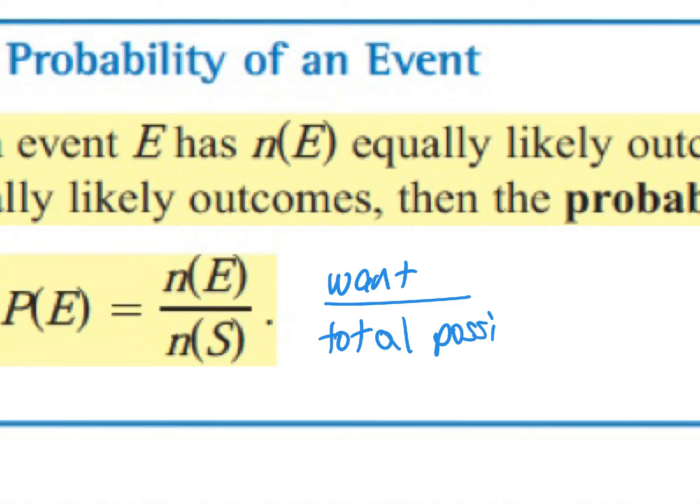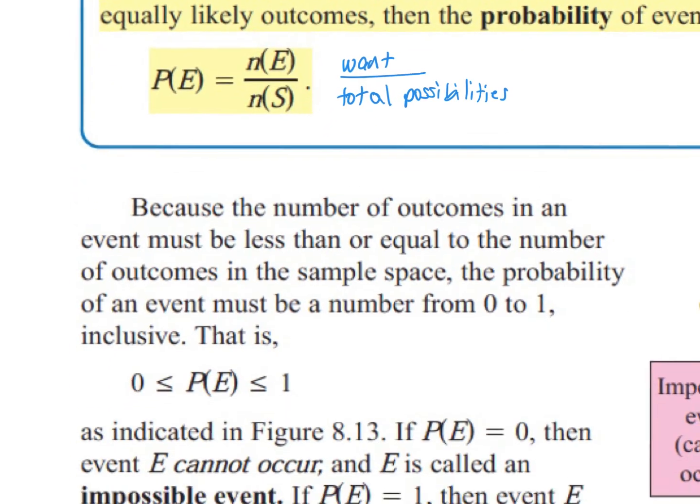I should write the word probability, not possibility. Or possibilities. P-O-S-S-I-B-I-L-I-T-I-E-S. It's what you want over the total. I'm going to refer to that a million times. Probability of something happening is what you want over the total amount of things that there is.